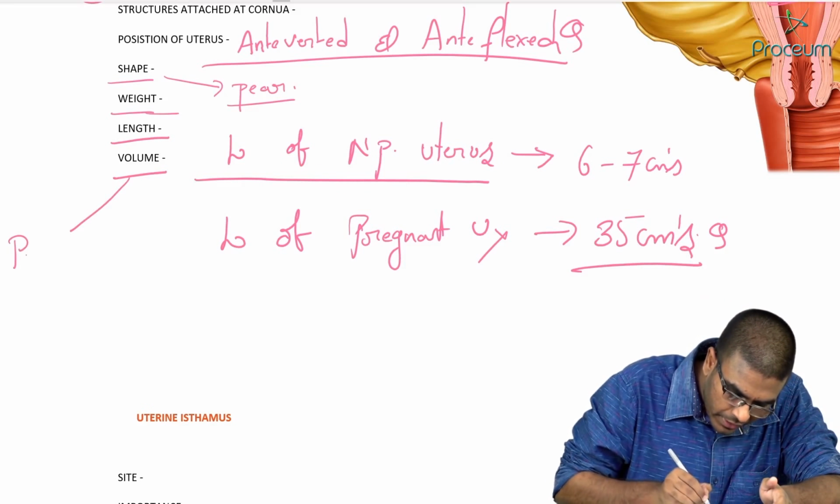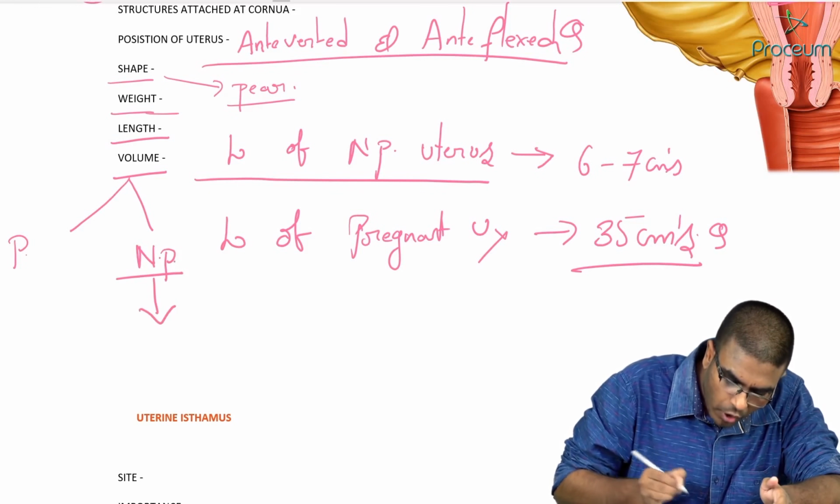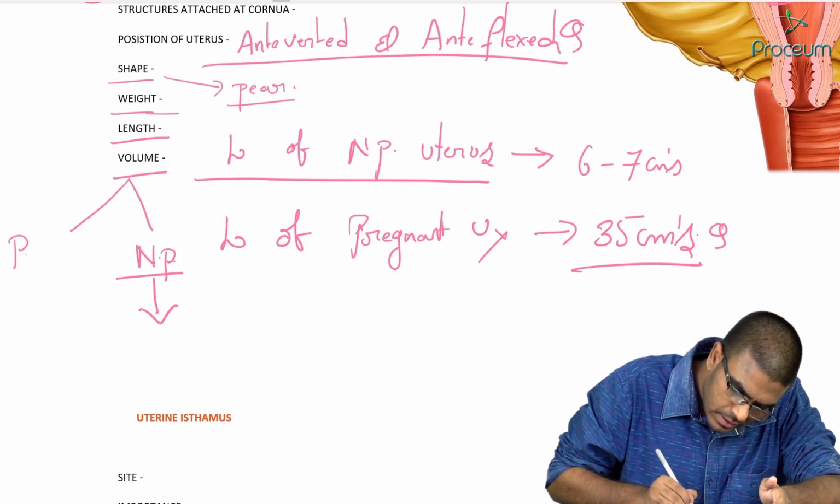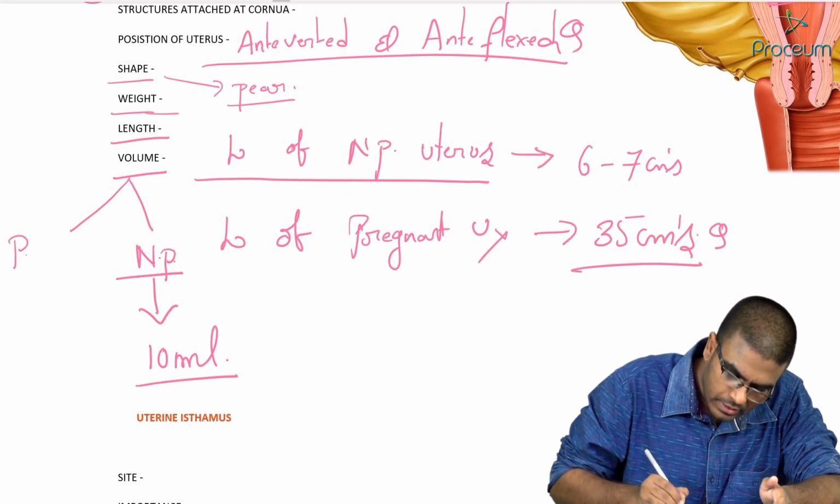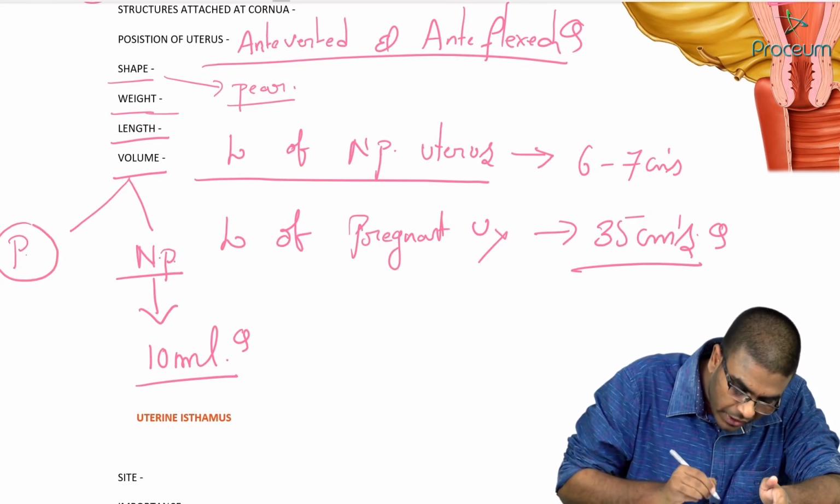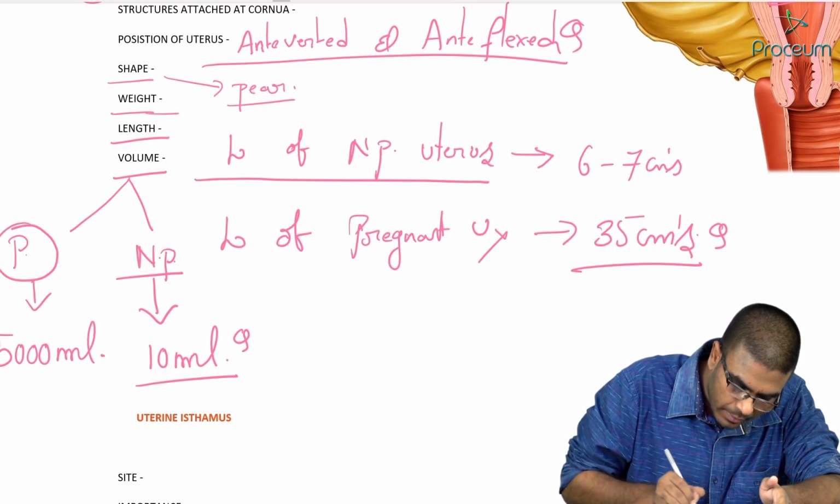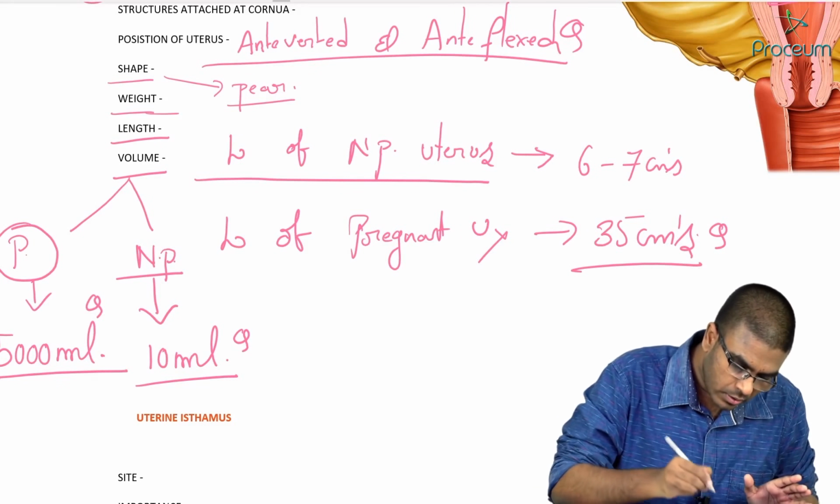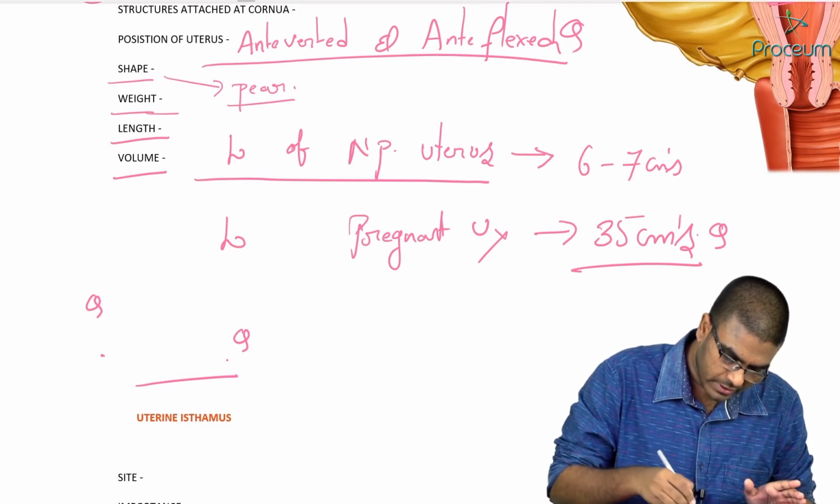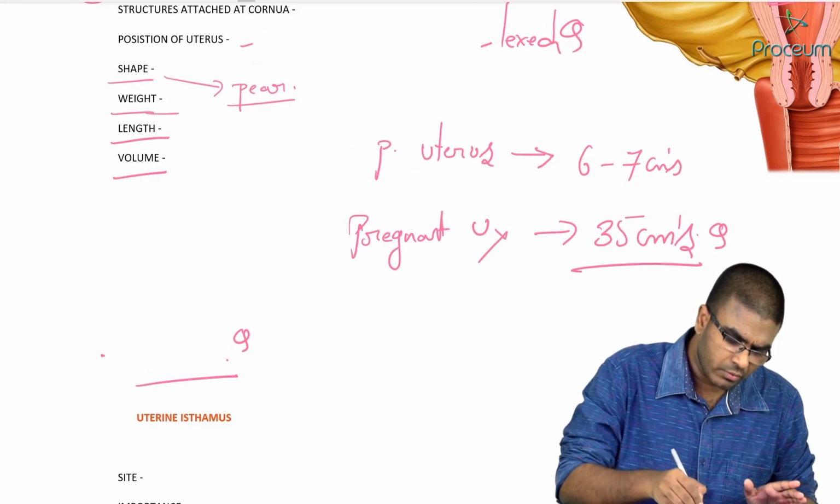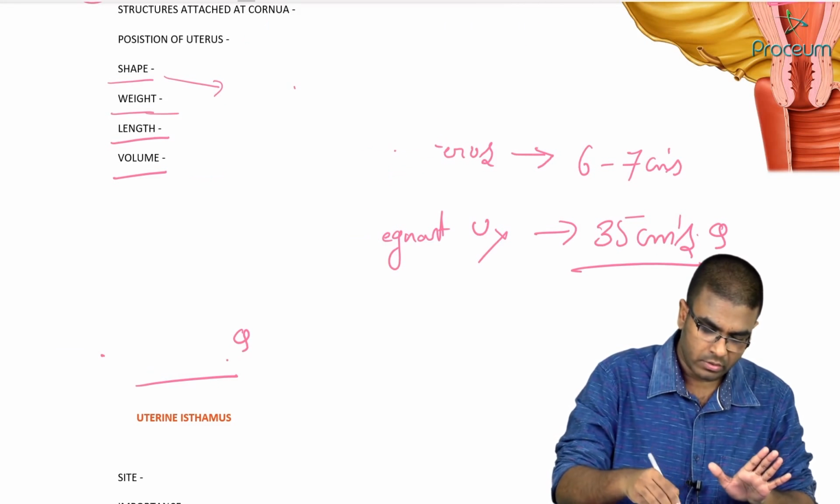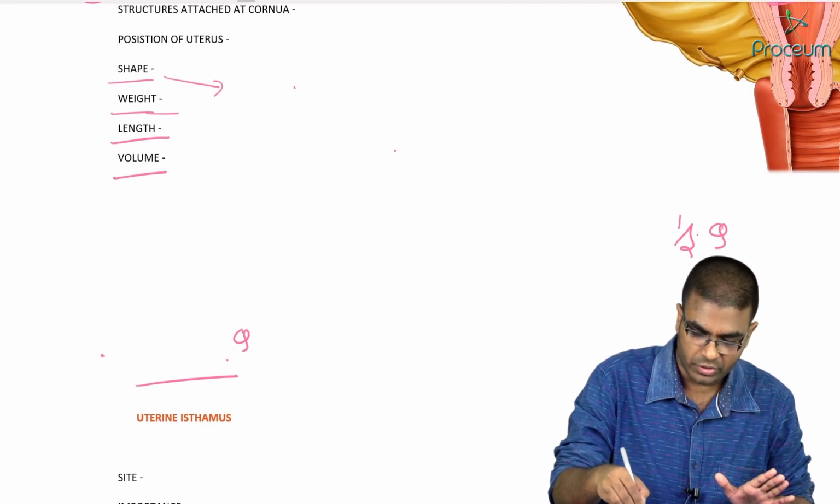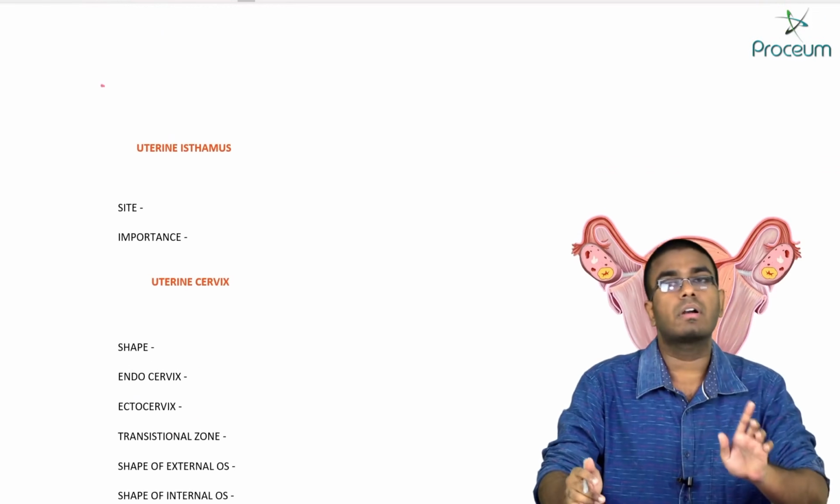Volume of a pregnant uterus, volume of a non-pregnant uterus. Volume of the non-pregnant uterus is 10 ml. But the volume of the pregnant uterus is almost 5000 ml. Okay, now important MCQs we have discussed. Now let's discuss the other topics. Guys, in the uterus we have discussed the body part. So far we have discussed the body of the uterus. All important MCQs I have covered.